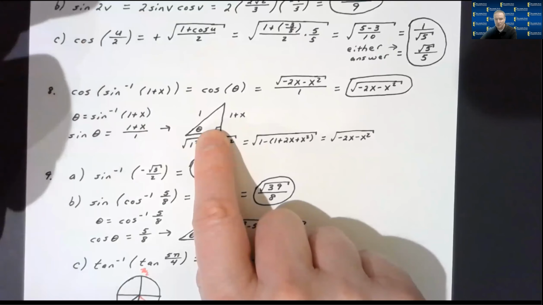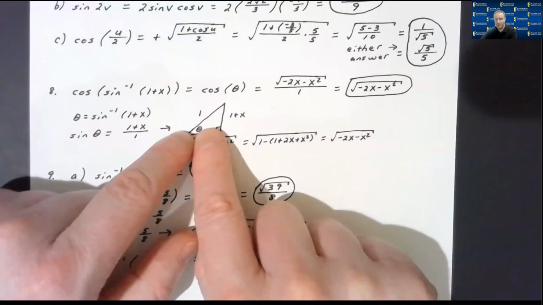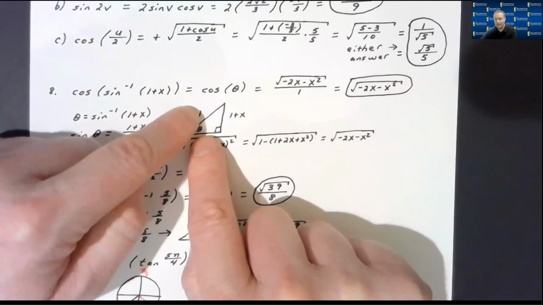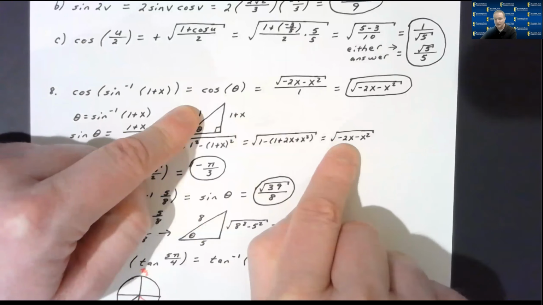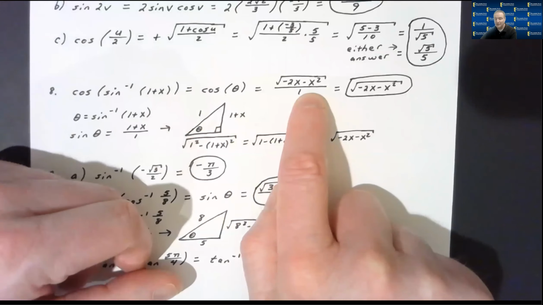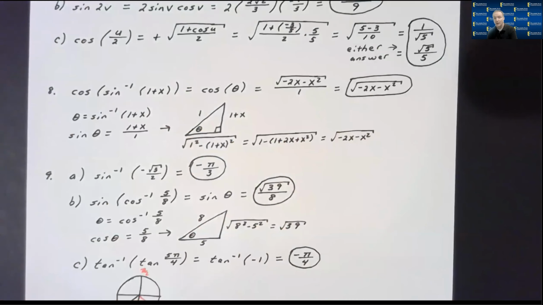So now I go back to my problem and say, well, all right, what do I want with respect to angle theta? I want the cosine of angle theta, which would be adjacent over hypotenuse. That's this answer divided by the hypotenuse of 1, which obviously doesn't even need to be there. Our final answer is just the square root of negative 2x minus x squared.